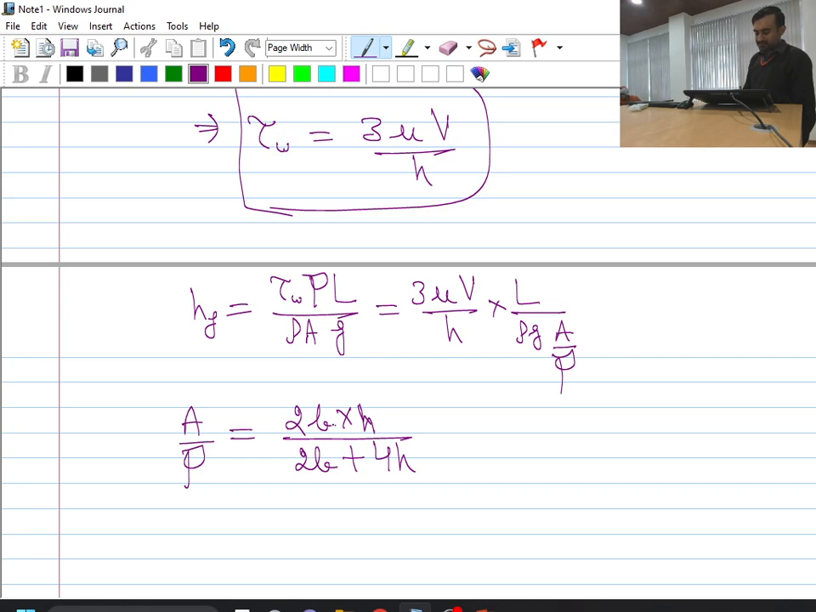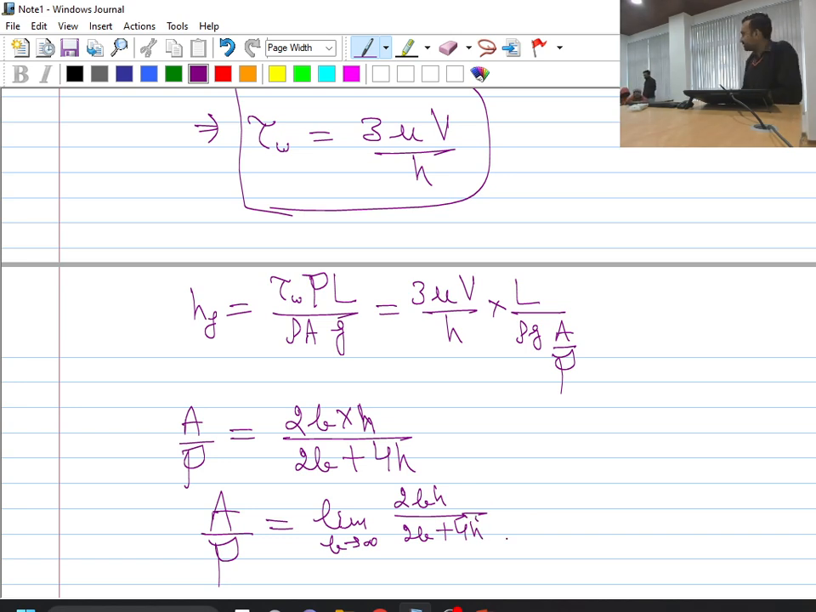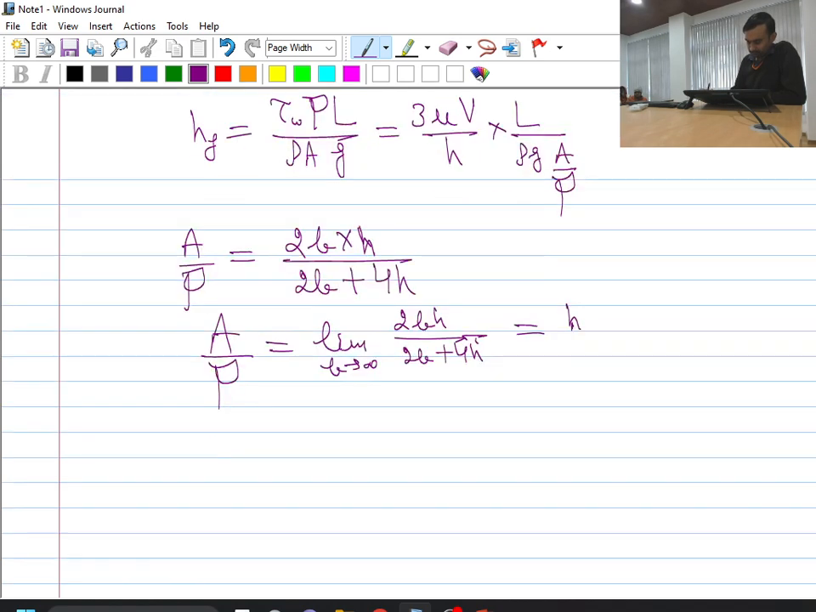So from here, as I told you, B is approaching infinity. So if I have to calculate this A by perimeter, what I have to do is introduce the limit B approaches infinity of 2BH divided by 2B plus 4H, and what will you get out of this? If you divide throughout by 2B, only H. Is it correct? Only H? Okay, so A by P comes out to be H.